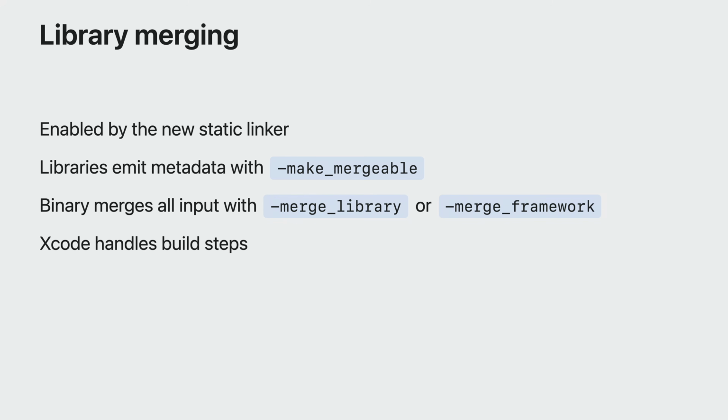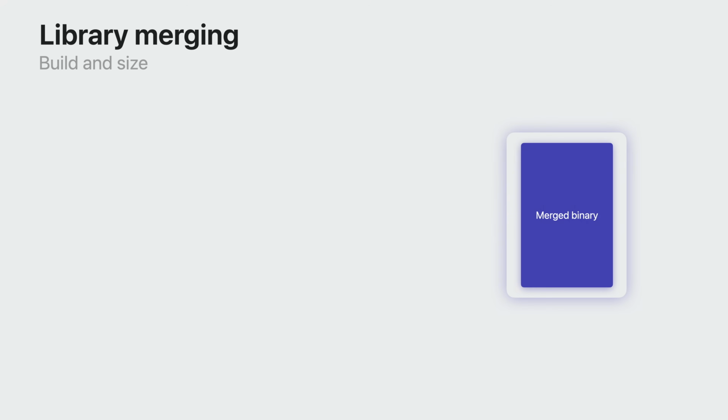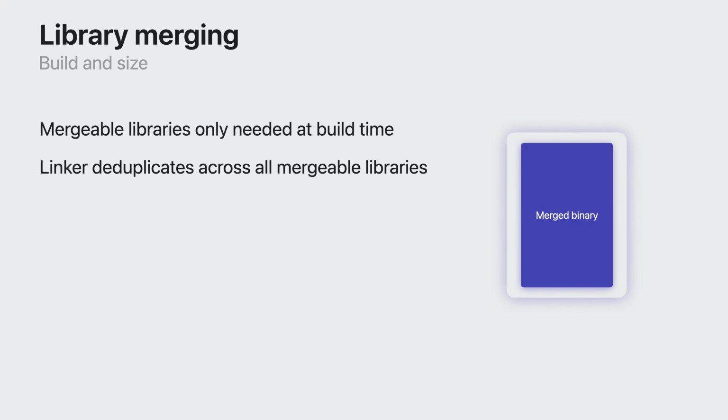But how is merging better than just linking? Well, let's consider the size after merging. Firstly, libraries and their metadata aren't needed and can be removed after they've been merged. So the only focus is the size of the merged binary. When merging, the linker can deduplicate content such as strings across all libraries. For instance, it removes redundant symbol references, Objective-C selectors, and Objective-C message send stubs. This results in a smaller overall app bundle.